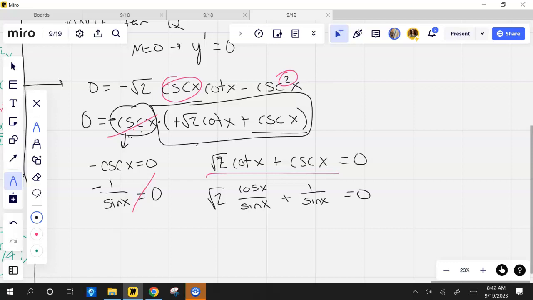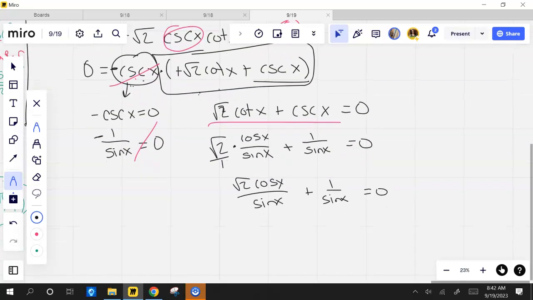You can combine them. You can put them together. So this is really like square root of 2 times cosine. I can put that on the top with it, right? And maybe you did before. Yeah, because it's multiplied. Top times top, bottom times bottom. So if I put these together now, I've got square root of 2 cosine x plus 1. Everybody goes over the common denominator.